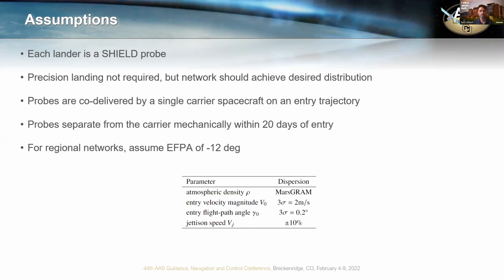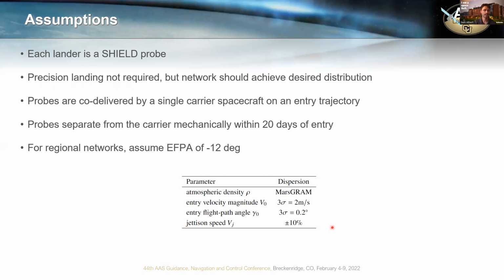We also assume that these probes are all co-delivered by a single carrier spacecraft that is already on an entry trajectory. Then the probes separate from that carrier mechanically. So these aren't propulsive delta Vs, they're what we're thinking of as spring jettisons, for example. And these jettison events occur within 20 days of entry. For this regional network study, we're going to assume an entry flight path angle of -12 degrees.